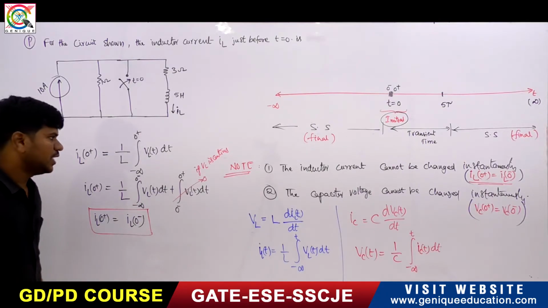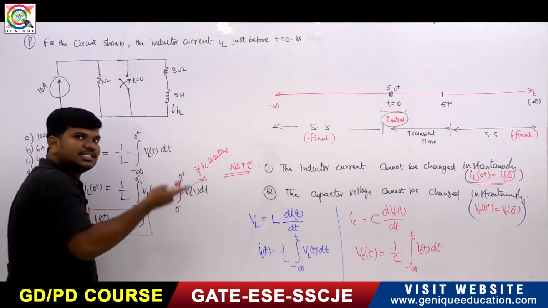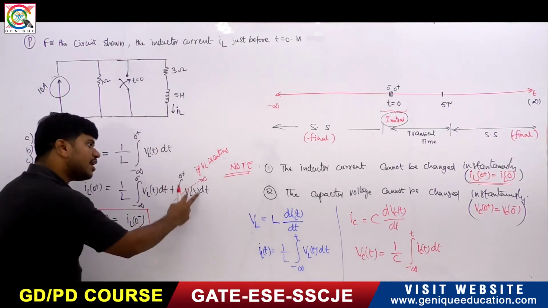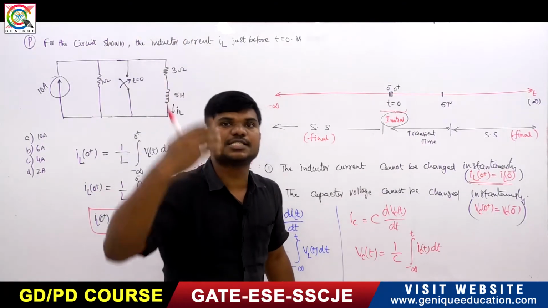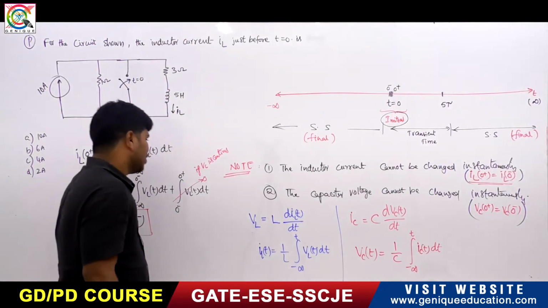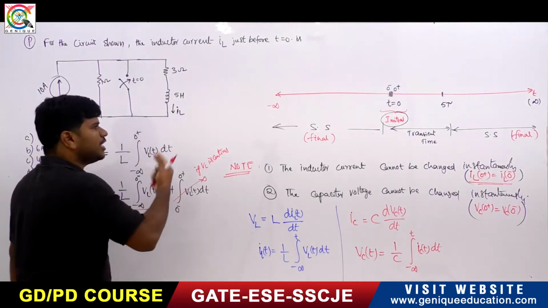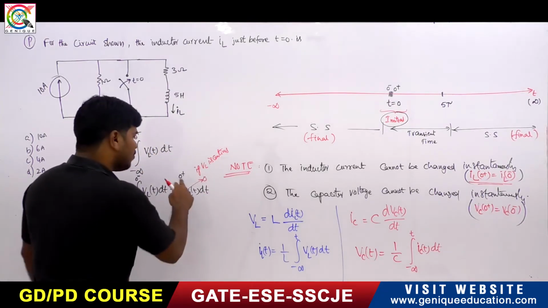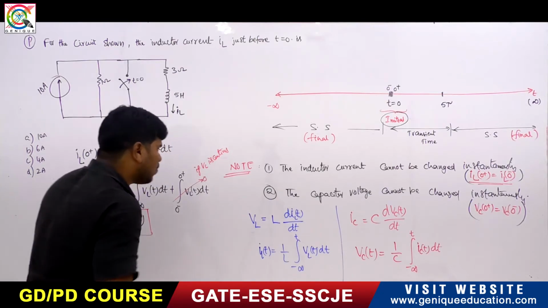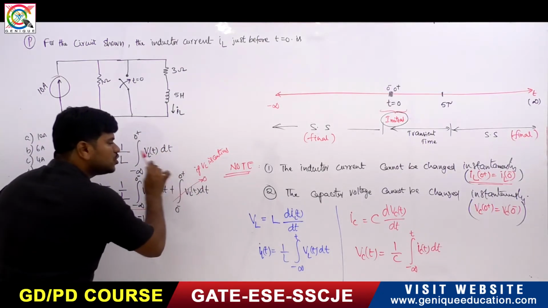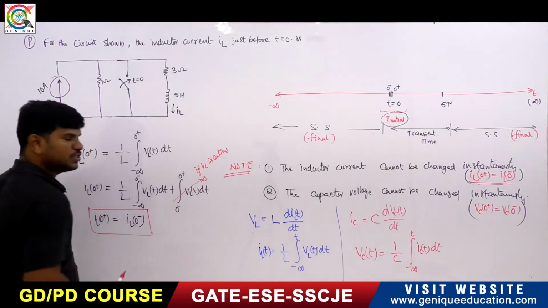Suppose, what if there exists any impulse in VL(t)? Now you have to focus on this. Let us suppose there is an impulse in VL(t) at t equals 0. What happens? This will not be 0 now.